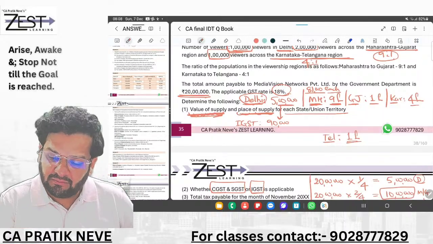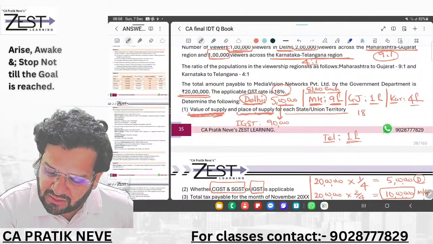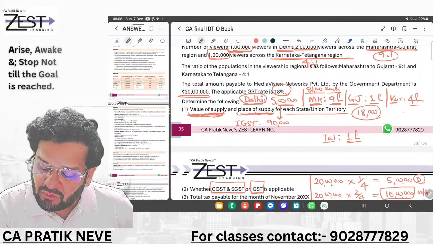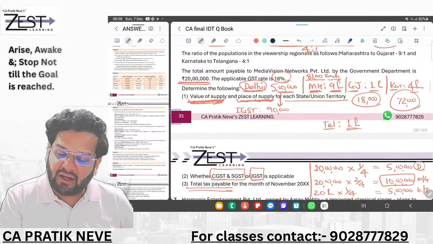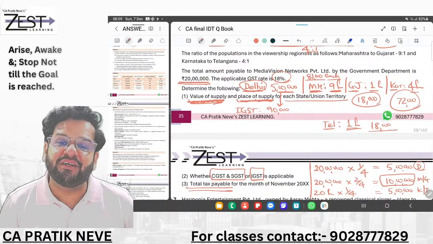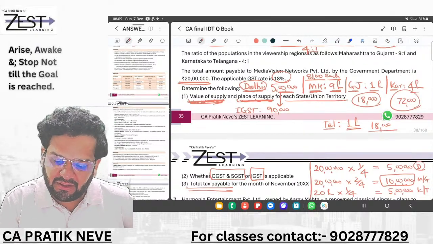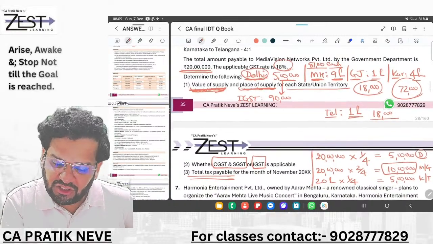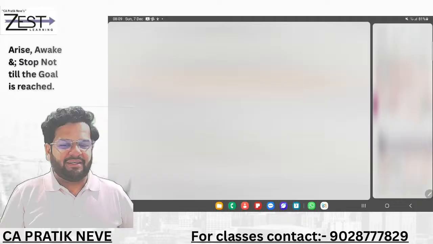For Gujarat, you will have IGST again, location of supply Maharashtra, place of supply Gujarat, that will be 18,000 at 18%. In Karnataka, again, you will have IGST, 4 lakh into 18%, that will be 72,000. In Telangana, you will again have IGST, 18,000. So this will be your answer. And of course, total GST payable will be, take the total. So I told you just now how much is each of the GST payable. Make sense?